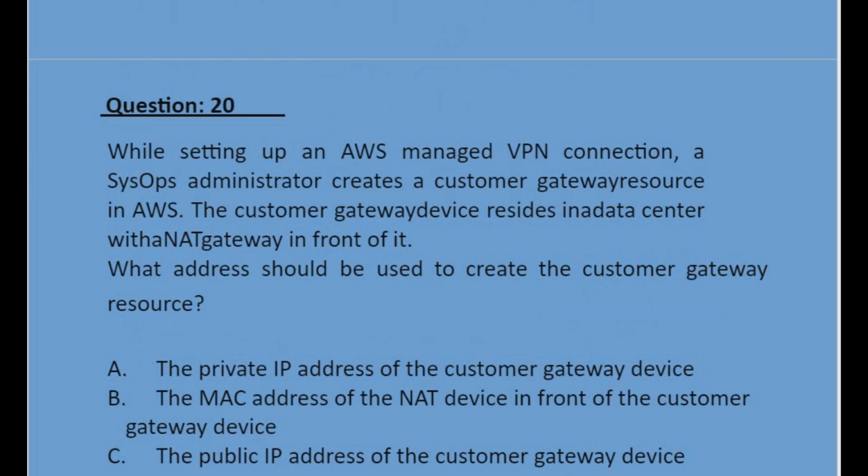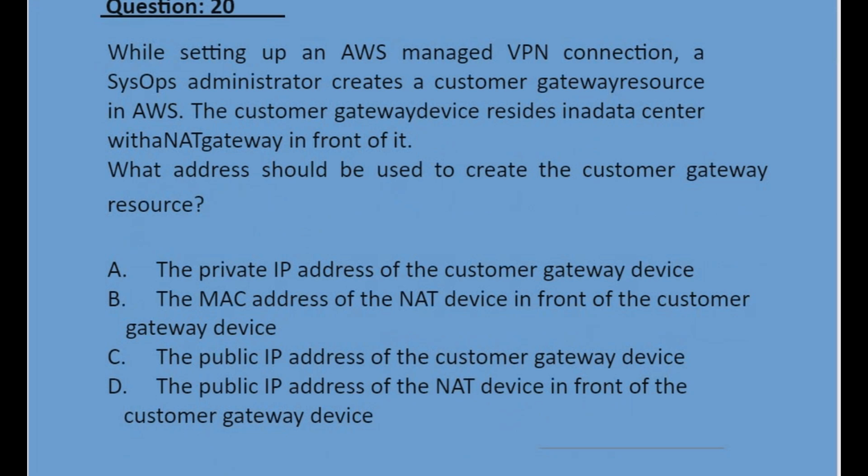Question is, while setting up an AWS managed VPN connection, a SysOps administrator creates a customer gateway resource in AWS. The customer gateway device resides in a data center with a NAT gateway in front of it. What address should be used to create the customer gateway resource?